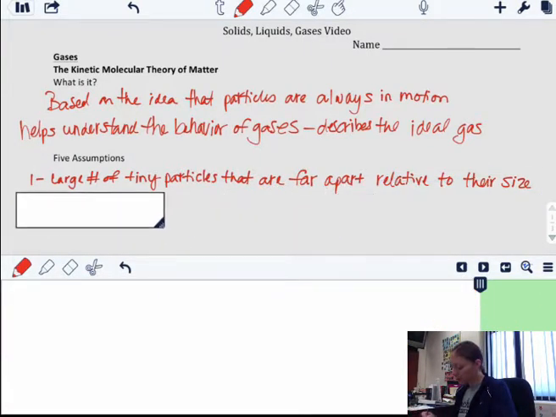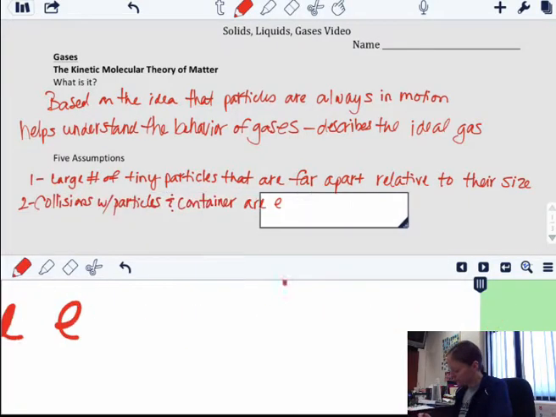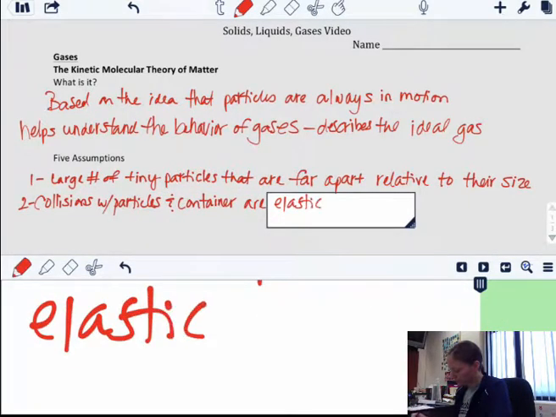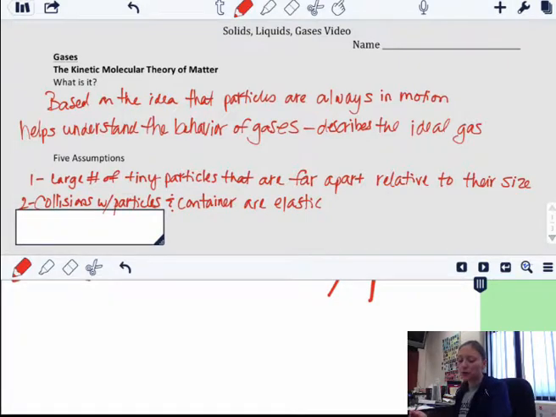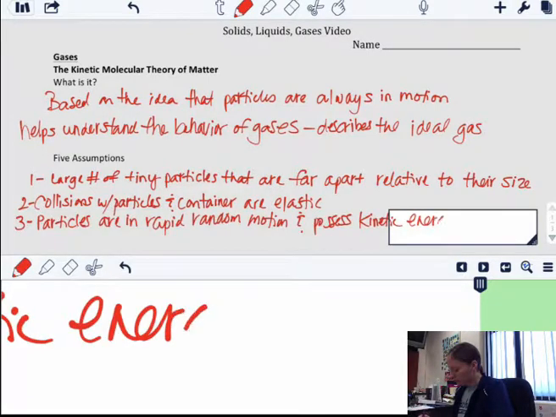Okay, the second one is that collisions with particles in your container are elastic. What that means is kind of like a rubber band is very elastic. When they bounce off of one another, they don't transfer any energy. We really don't get into that a whole lot, but just remember that they always bounce off one another. Okay, number 3, particles are in rapid random motion and they possess kinetic energy. And again, like I mentioned a little bit ago, kinetic energy is the energy of movement.